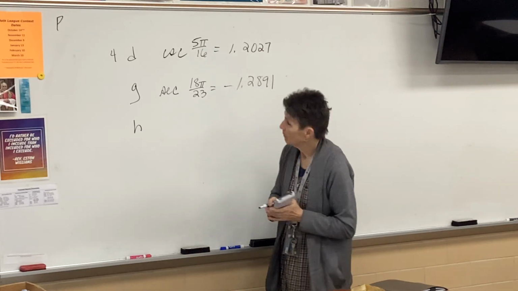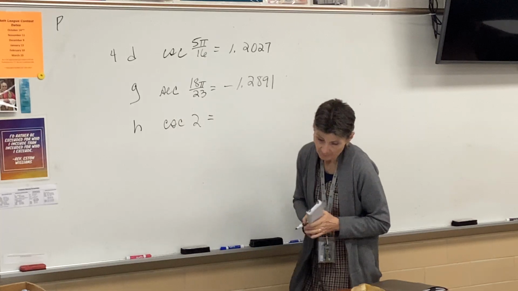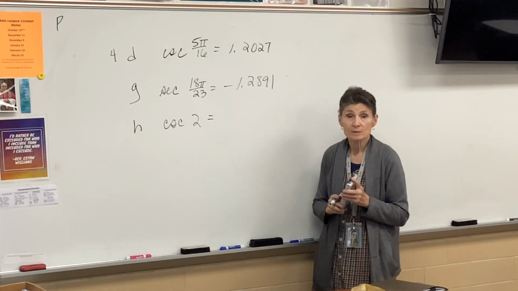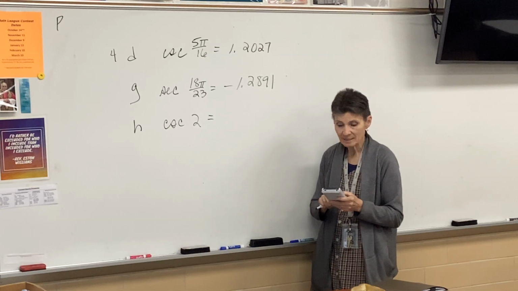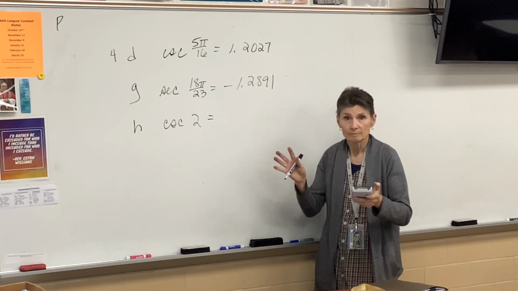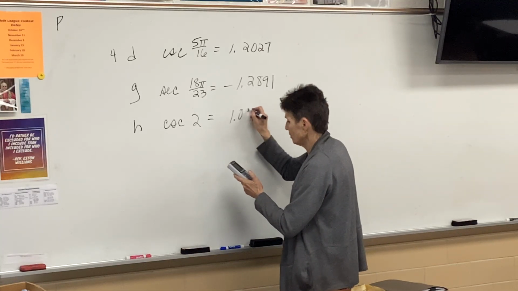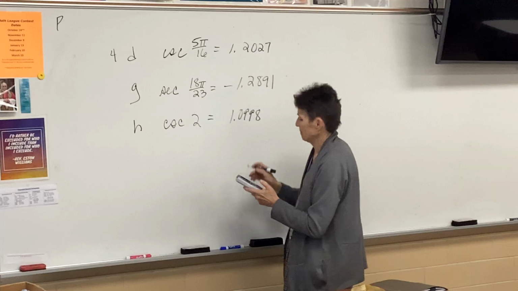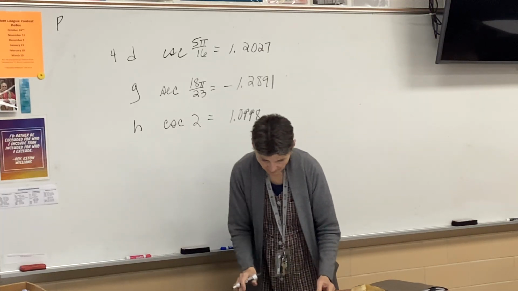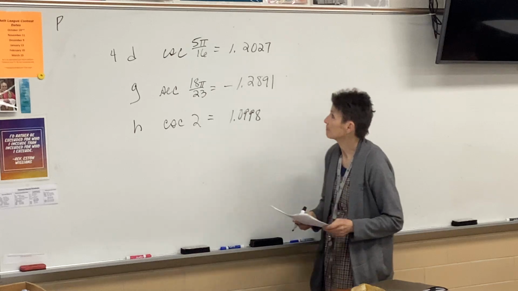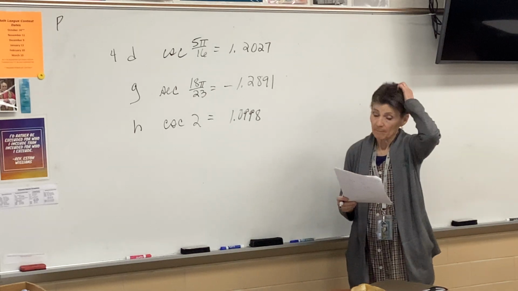And finally, we want the cosecant of 2. Well, cosecant is 1 divided by sine, so 1 divided by sine of 2, just 2. And the answer is 1.0998.